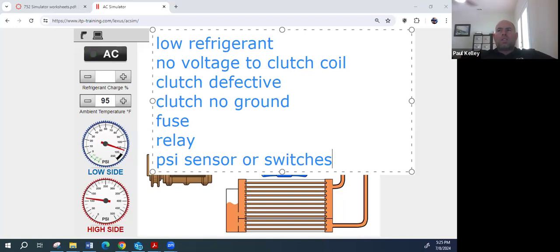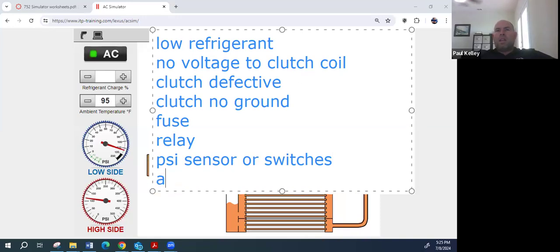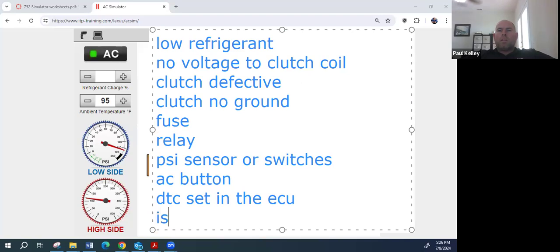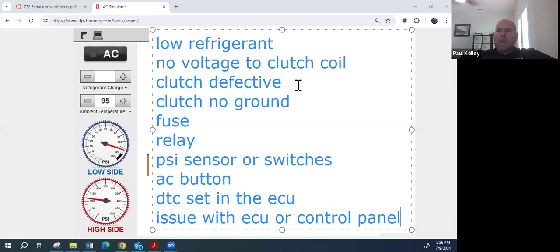So even just with this much, is it safe to say we have a lot of possibilities right here? Just because that clutch doesn't kick, you can't guess. I'll add a little bit more about the AC button or a DTC set in the ECU. Issue with ECU or control panel. What are we up to? 1, 2, 3, 4, 5, 6, 7, 8, 9, 10. There's 10 issues, and we didn't even really look that hard, right?